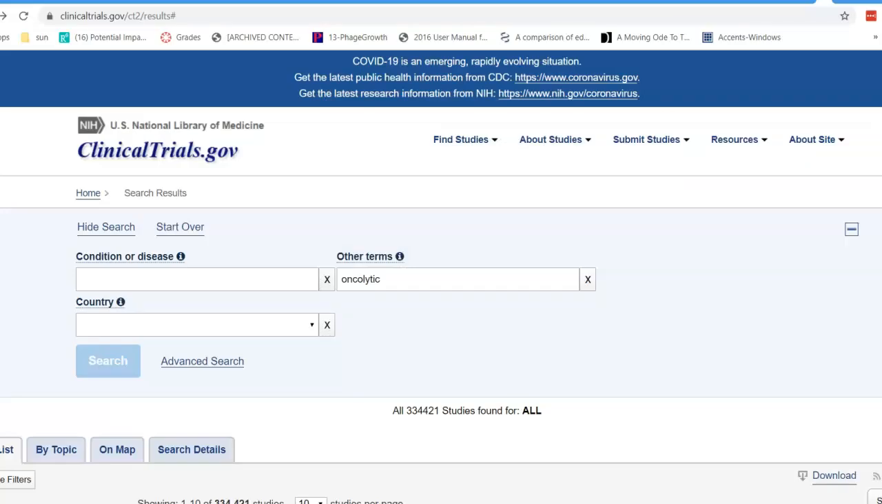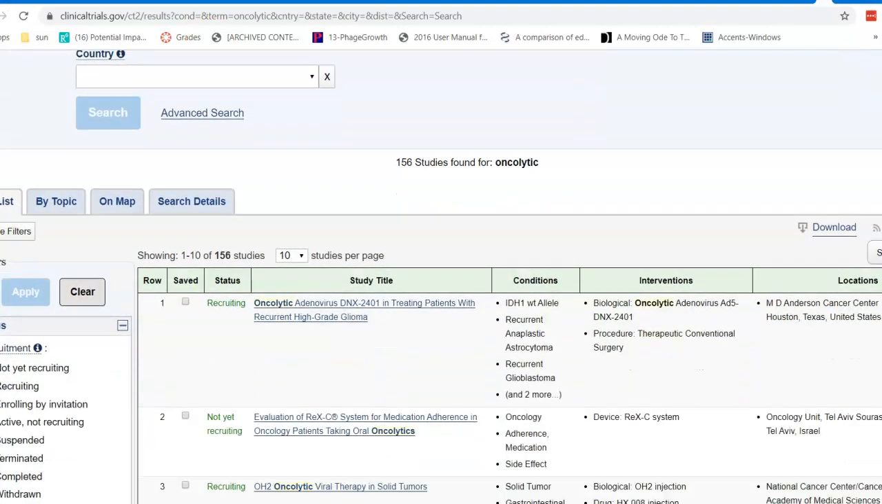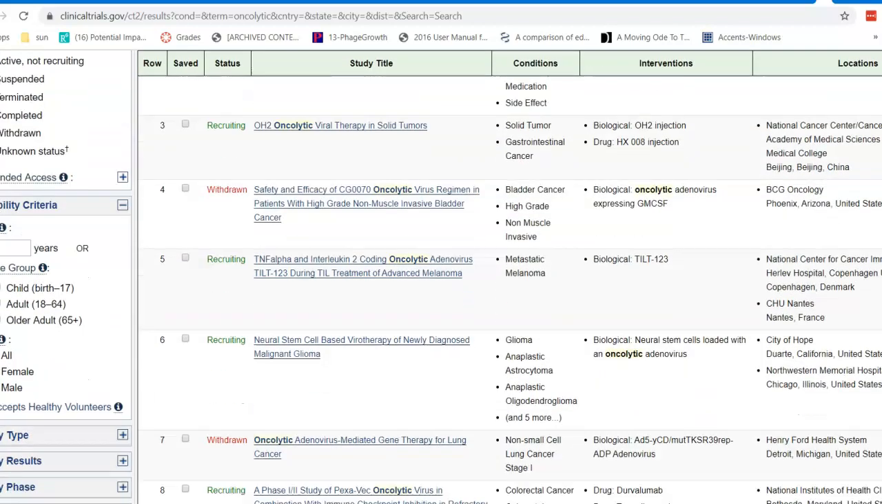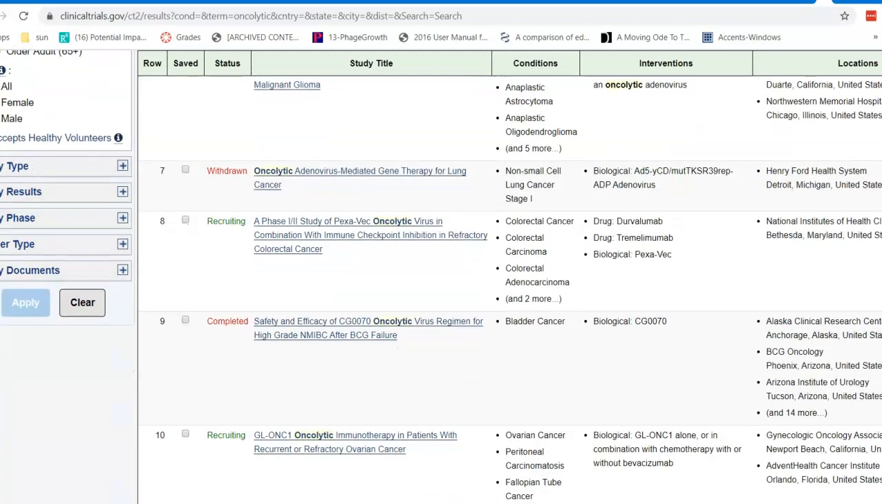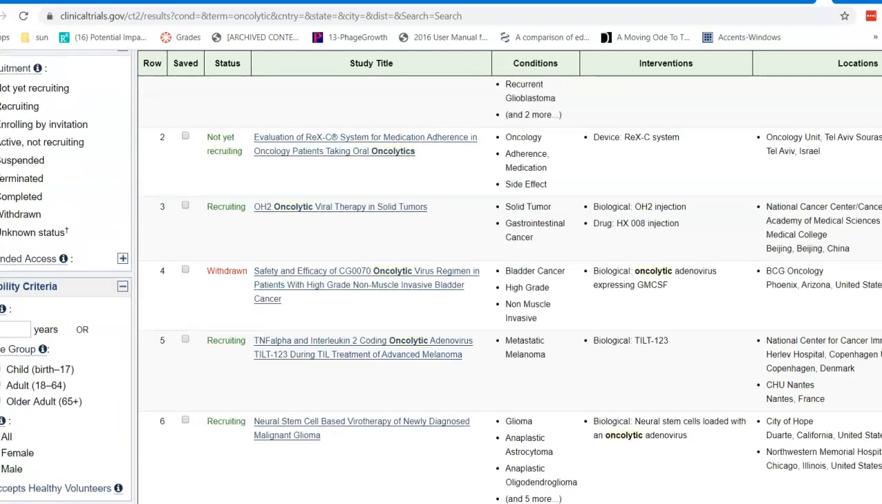All right, so here we are at clinicaltrials.gov. You can search in whatever terms you want. So we're searching for oncolytic here. And here we got some search results. So we've got studies that are recruiting, studies that have been withdrawn, studies that have been completed. And you can see right now we've got 156 studies.